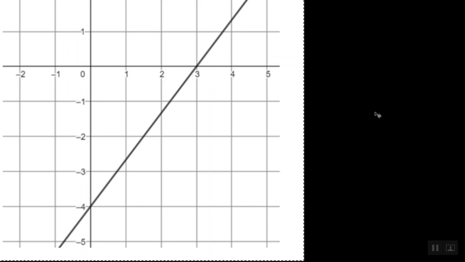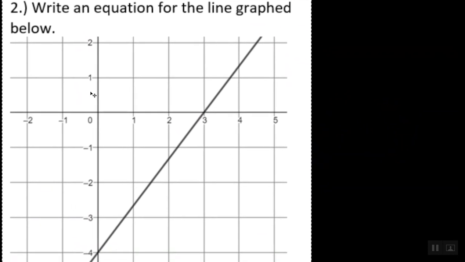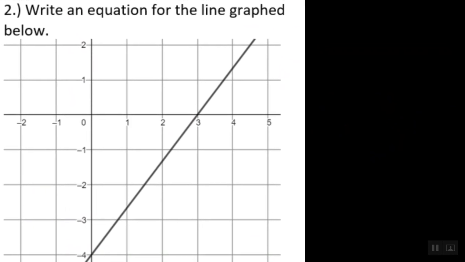Okay, here is problem number 2. Let me switch over where I can start writing. It says write an equation for the line graphed below. Well, notice here, down here at negative 4, in fact, let me switch colors. Here at negative 4 is our y-intercept, or our b term, negative 4.